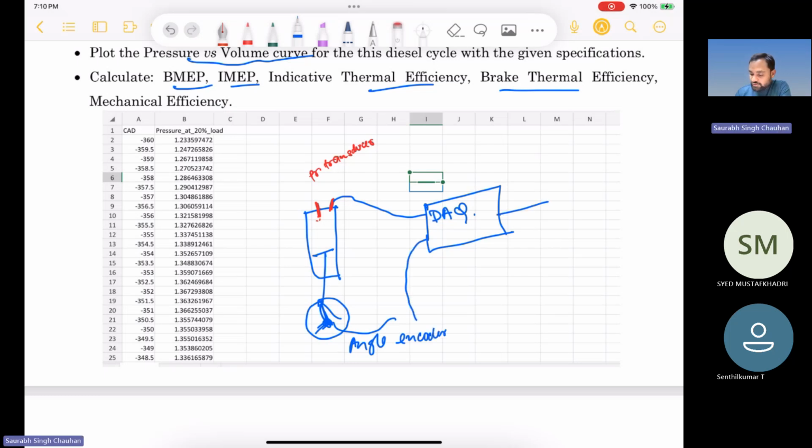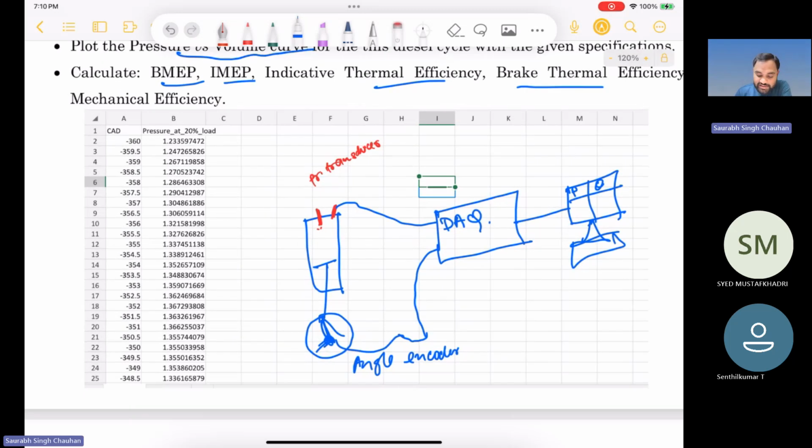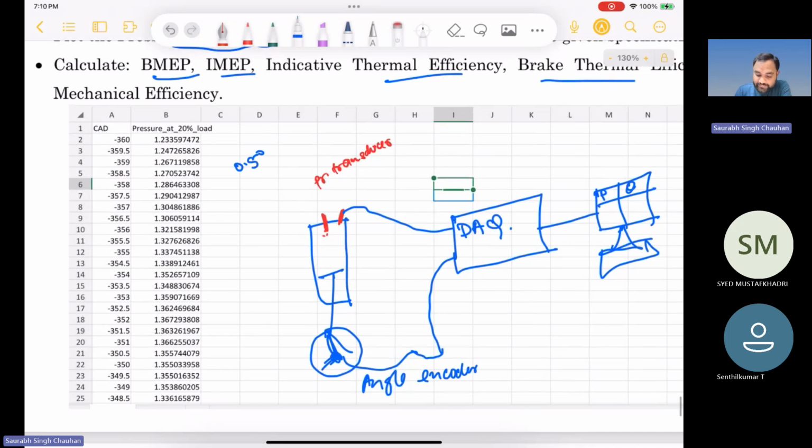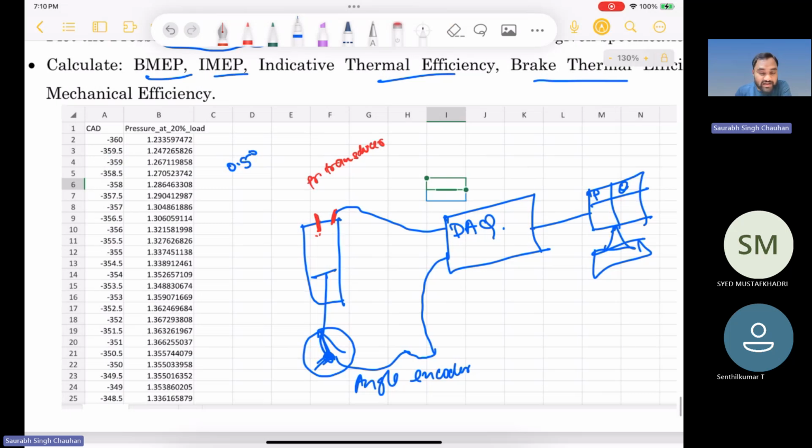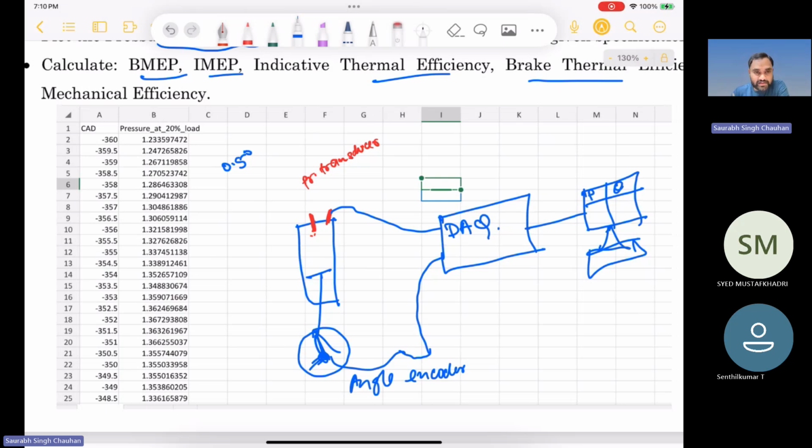Both of this data will be measured using the DAQ. Let us say here you have your computer. So you have pressure versus theta values. Here you can see it is recorded at a resolution of 0.5 degree. This is the resolution of the measurement of this experiment. So at 360 degree, then 359.5, then 359, then 358. Like this data is measured. So what you will get is CAD versus pressure data.